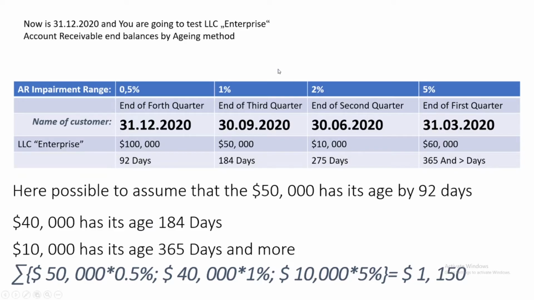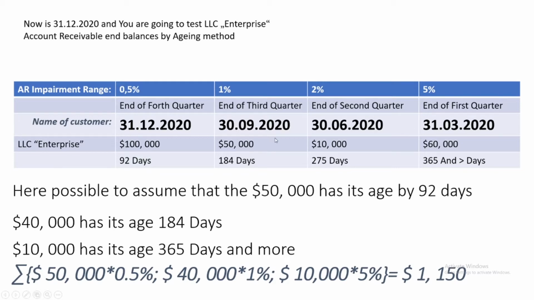Okay, let's understand these procedures by example. Now it is the 31st of December 2020 and you are going to test and price the accounts receivable end balance. By aging, we represent the end amount. This is 100,000. Our problem is how aged is this amount? How much of the balance is attributed to each period?